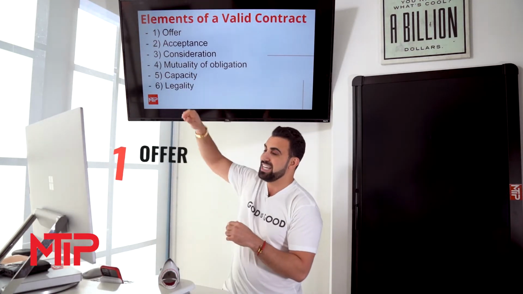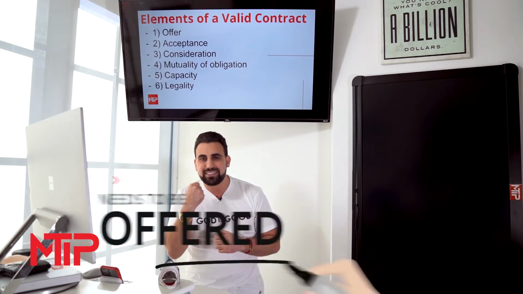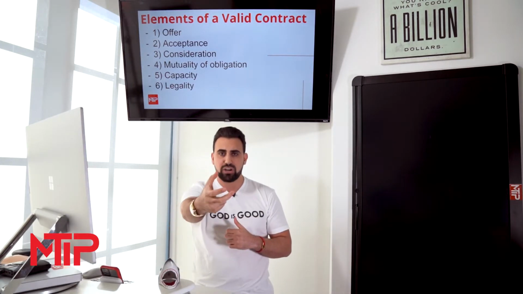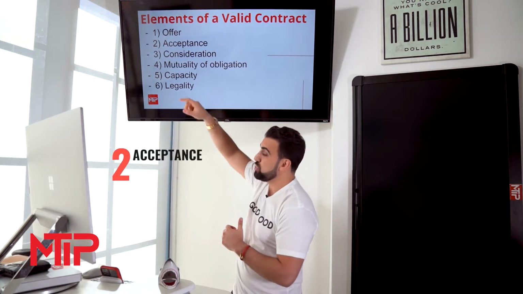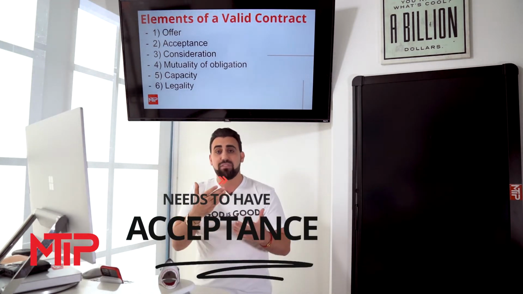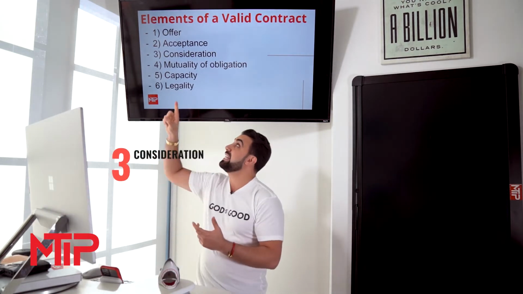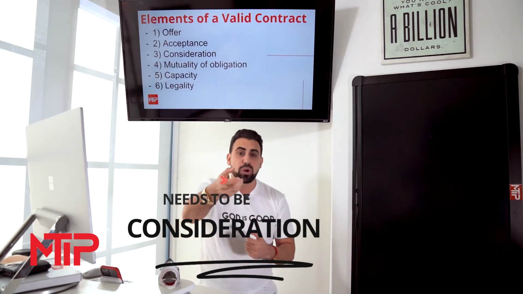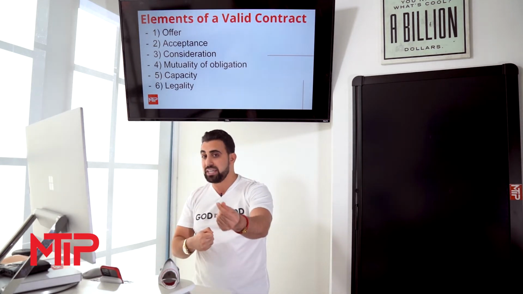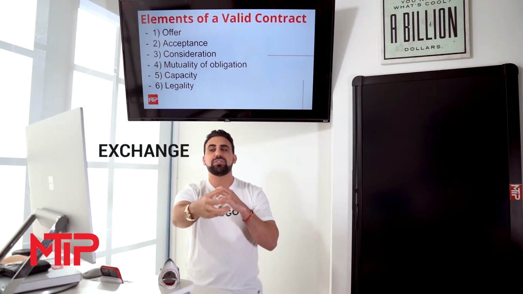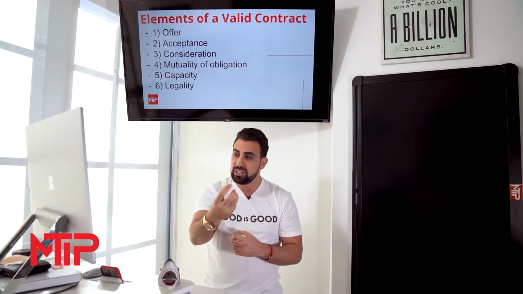Number 1, you need to have an offer. Something needs to be offered in order to institute a proposal of a contract. Number 2, you need to have acceptance, meaning you're accepting of the offer. Number 3, there needs to be consideration. Consideration means I'm going to work for you in exchange for this amount of money or for something. It doesn't have to be money, but there needs to be an exchange of something to be considered.